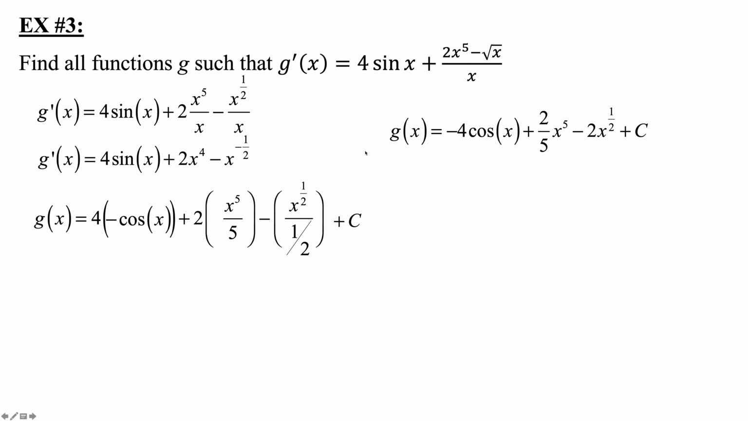We're going to multiply the 2 back up to the top. So clean everything up. G of x is equal to negative 4 cosine of x plus 2x to the 5th minus, there's the 2 multiplied to x to the 1/2, plus c. Or another option is to change the x to the 1/2 back into the square root. They're both fine by me. I know the author in WebAssign, I believe, likes the square root version of this.